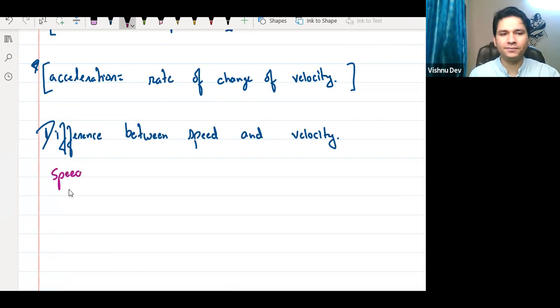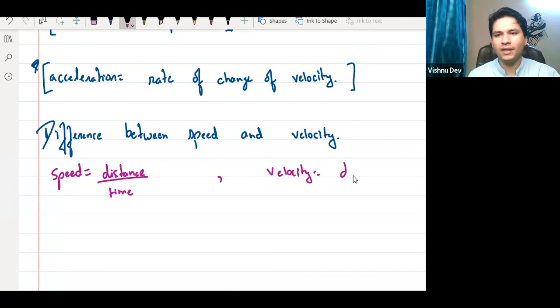start with the basic formula. Speed is what? Distance by time, change in distance by time. Whereas velocity is what? Very good, correct. Velocity is displacement by time. Now, the basic difference is this: distance and displacement only.